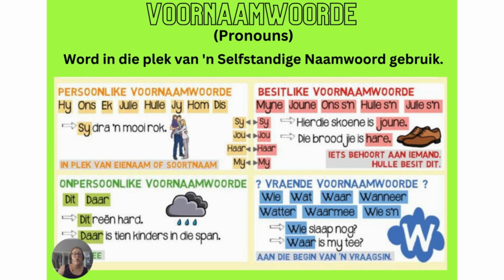Dan kry jy jou vraende voornaamwoorde, jou wie, wat, waar, wanneer, watter, waarmee, wie, so anything that's a question. Wie slaap nog? Waar is my tee? And it's always in the beginning of a questioning sentence. So is altyd in die begin van 'n vraagsin.